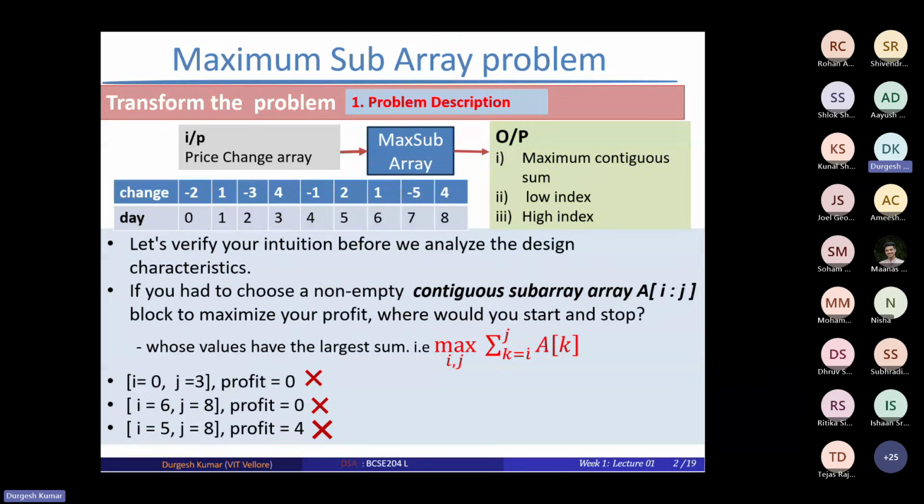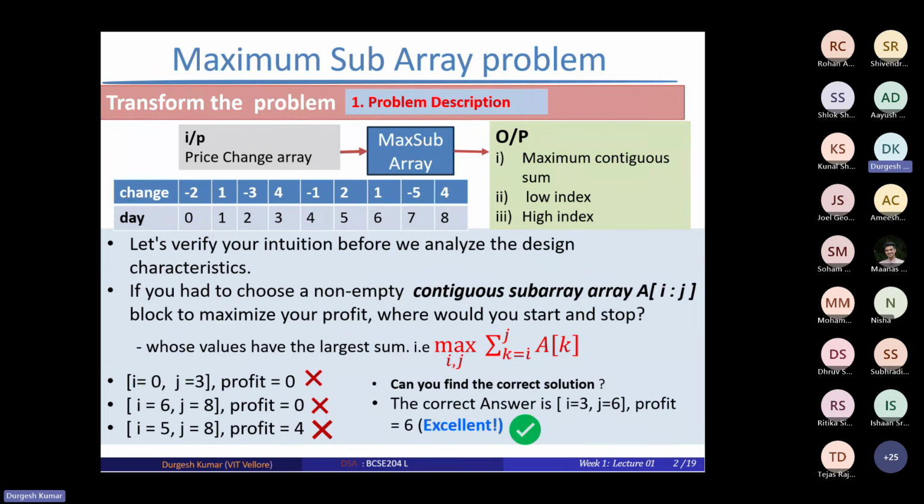We have transformed the problem from the original array to the change array, and we need to find the range i, j, the contiguous subarray of this given array in which the sum will be maximum. Suppose this is the given array. If i equals 0, j equals 3, net profit is equal to 0. So if i equals 6 and j equals 8, still net profit equals 0. So these are not optimal solutions.